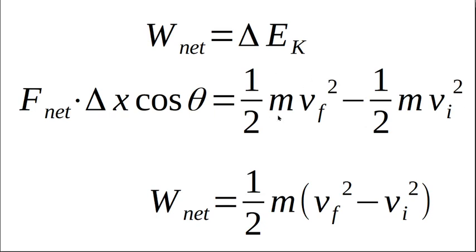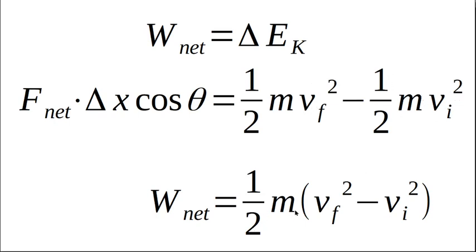Now a half is a constant and the mass is a constant, so we only need to worry about the velocity. Sorry, I have to cough. So we only have to worry about the velocity here, okay? So the problem is it's the velocity squared. This is the safe formula to use, a half m v f squared minus a half m v i squared.